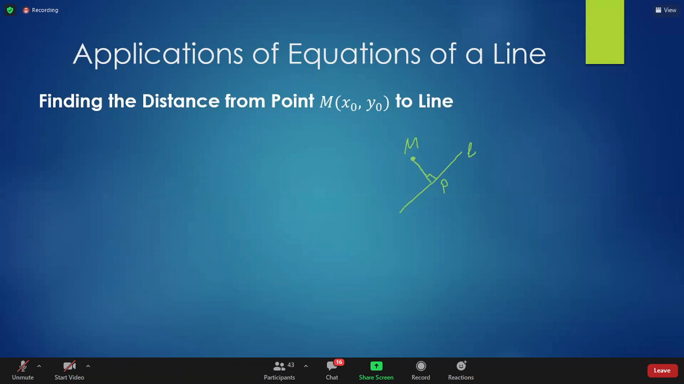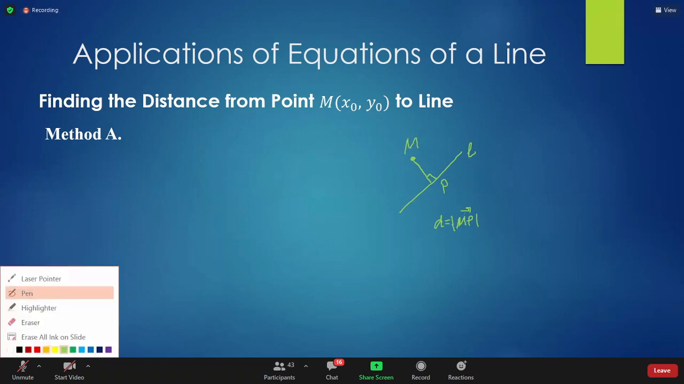To find this distance, we have two ways. Method A would involve finding the distance MP, which would be the length of vector MP. The distance from the point to the line involves, first of all, finding the vector MP. So how do we do this?